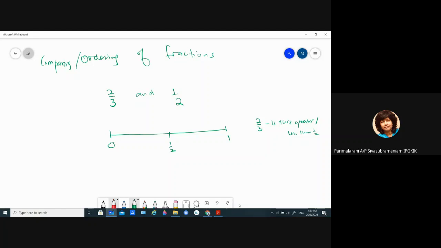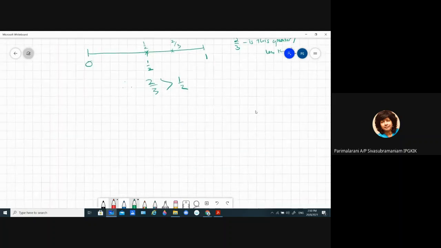2/3, is it greater or less than half? What is half of 3? Half of 3 is 1.5. So 2 is more than 1.5, okay? So that means 2/3 is greater than half. That means 2/3 is somewhere over here. This is 2/3. And half, you know, it's exactly here. So from this diagram, you know that 2/3 is greater than half, okay? So this is using mathematical reasoning, okay?